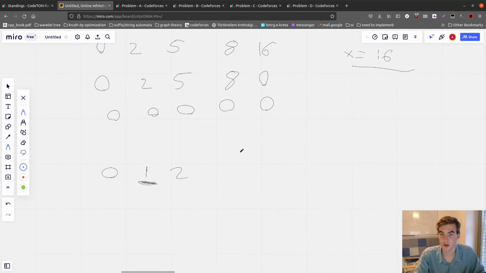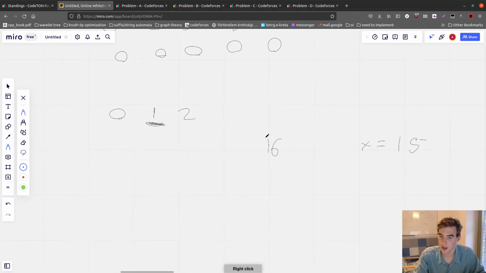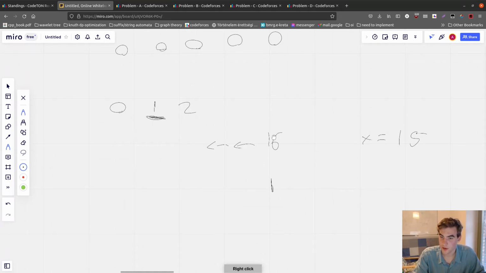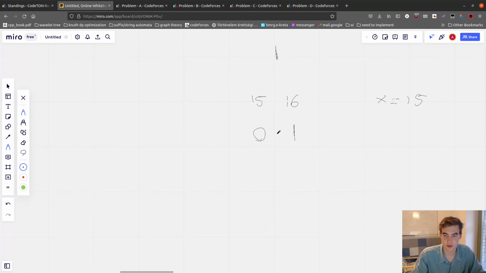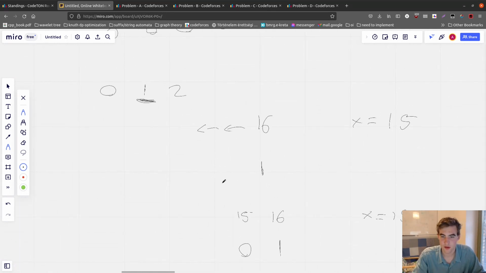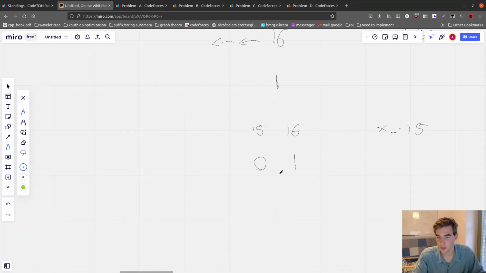I tried a couple of examples and found that it can be done with the same type of strategy, but instead of doing the remainder with the biggest number, we do x equals 15. And then 16 will be turned into 1 and we move on to the next one. Of course, the problem is if I also have 15 in the array, 15, 16, if I do the operation with x equals 15, we're left with a 0 and a 1. And if I have a 0, then I cannot turn that into a 1. So that's going to be a problem.